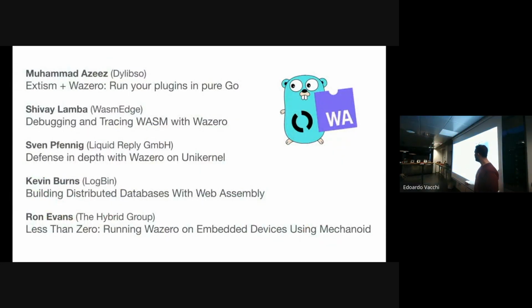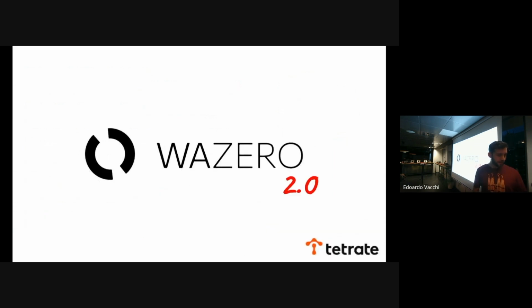Okay, so this will be the plan for the night. I'm going to do an introduction and explain what this release is about. And then we have Mohammed, and we have Shabad, and we have Sven, Kevin, and Ron at the end. Dulcis in fundo, as we say. And so this is about Wazero 2.0.